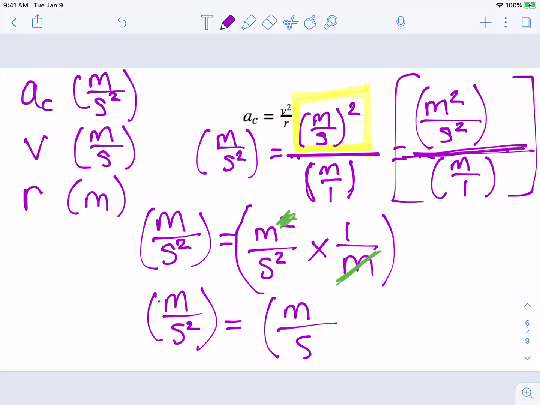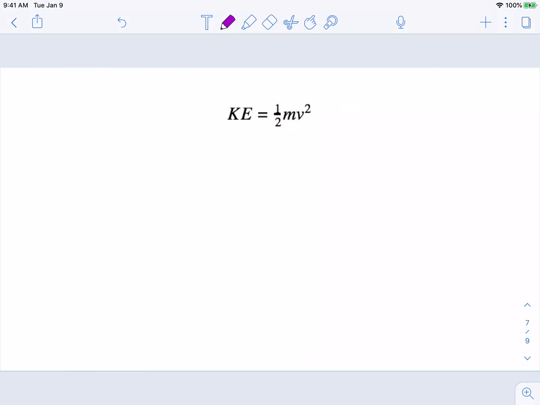And in the denominator, I have only seconds squared now. And they indeed cancel each other out. So now they balance, since those m's cancel out. So we have meters per second squared on the left equals meters per second squared on the right, and all is good. One last equation here, folks.